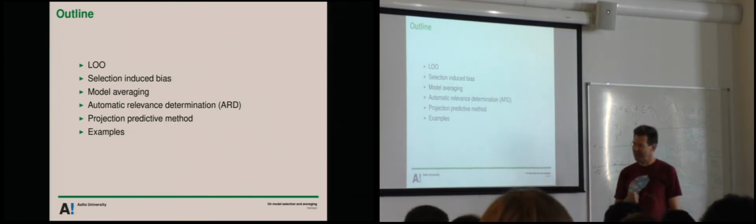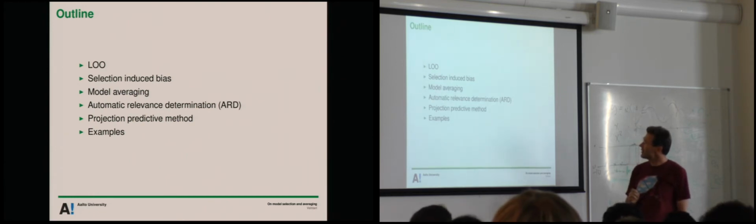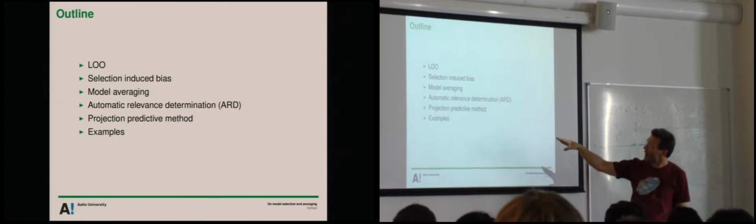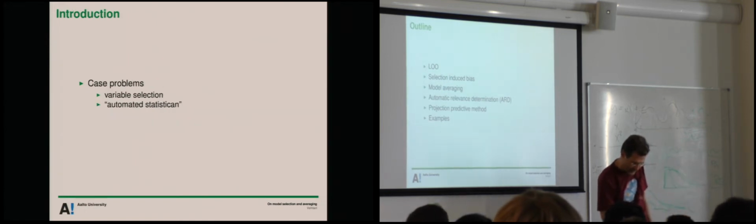Estimating predictive performance of GPs, selection-induced bias, model averaging, mention ARD again, so those who were here yesterday know this, projection predictive methods, and the outline misses also the model combination there.